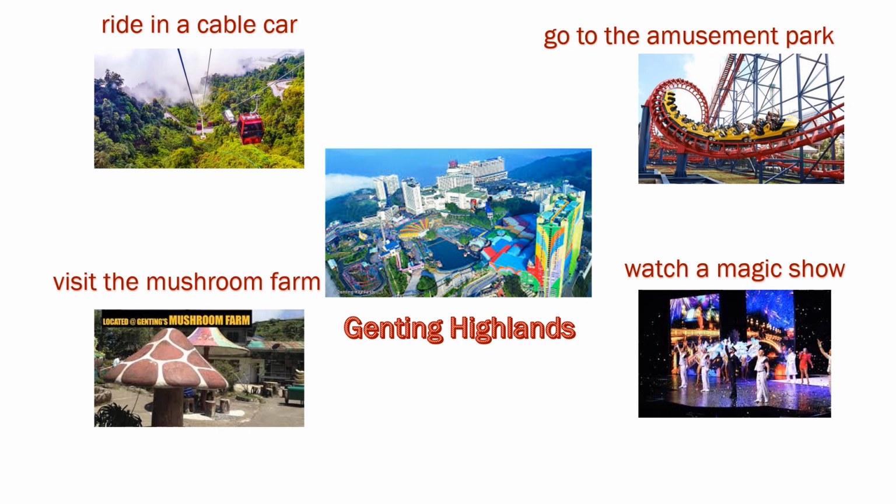Okay, so what are some of the adjectives that you can use? Now, first, let's talk about Genting Highlands, the weather. You can use words like cool and windy, all right? Then what else? When you ride in a cable car, you look at the lush greenery, look at the view from top. It's so beautiful, isn't it? You can say beautiful or amazing scenery.